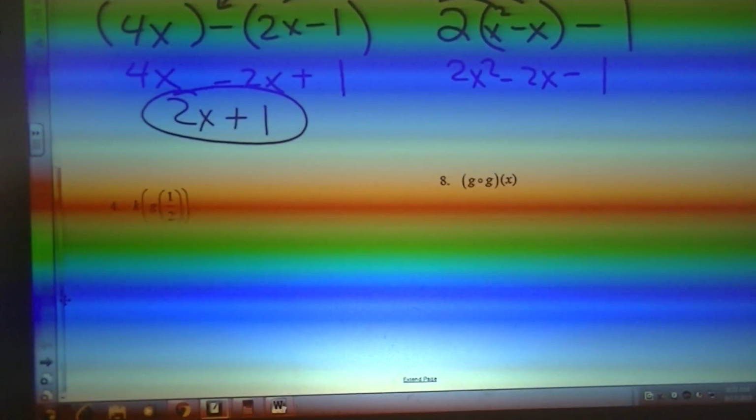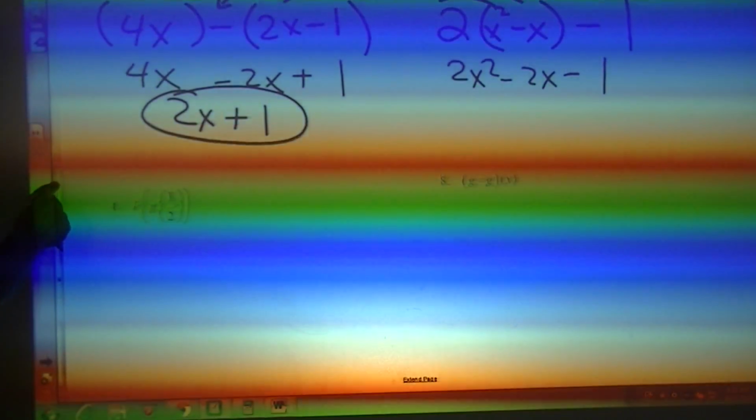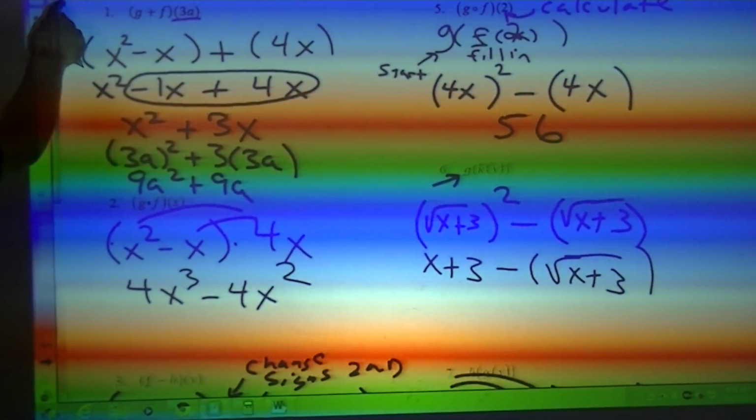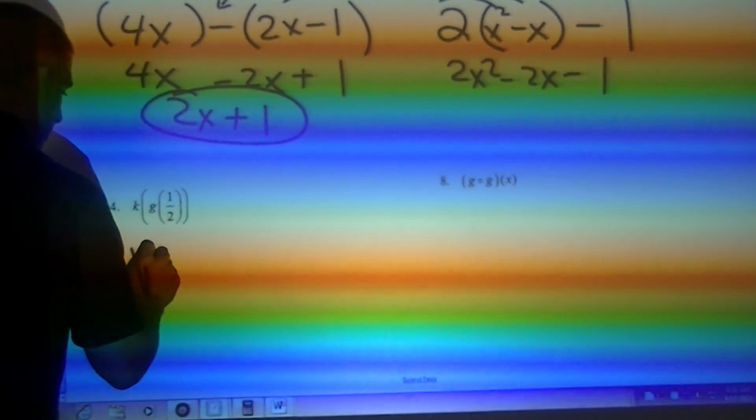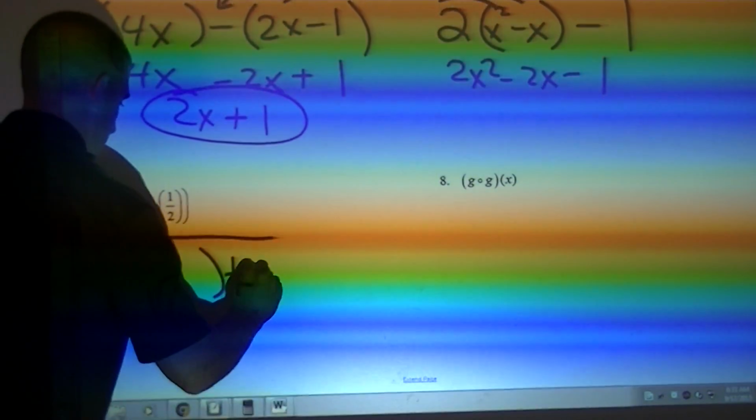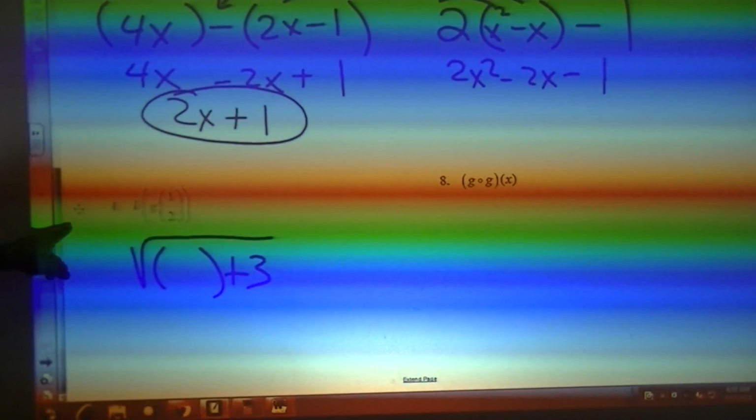All right, k of g of 1/2. So I'm going to start with the k function. Sorry for all the scrolling. I'm going to start with the k function, which is square root of x plus 3. Square root plus 3. I'm going to fill in the g function.